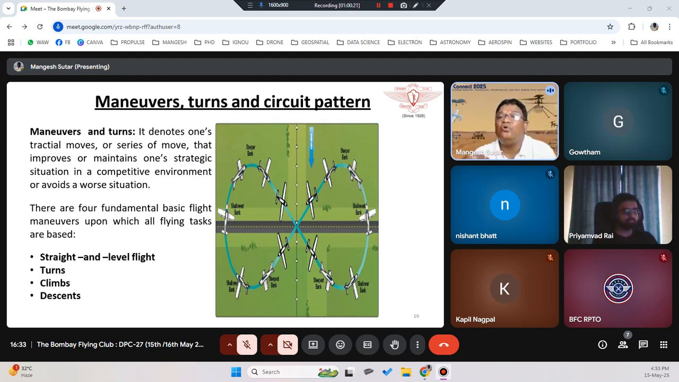Then I will tell you roll right. When I say roll right, it means you have to roll right. When I say roll left, you have to roll left. If I say turn right, you have to turn your drone in the right direction. That is 90 degrees you have to turn.